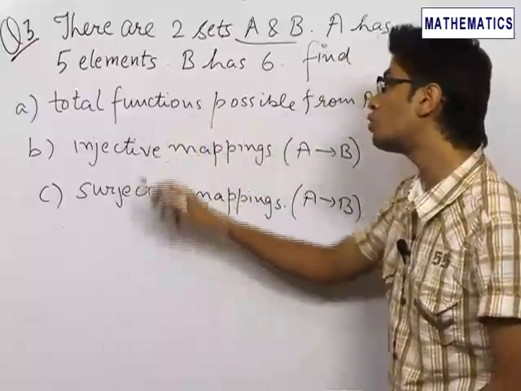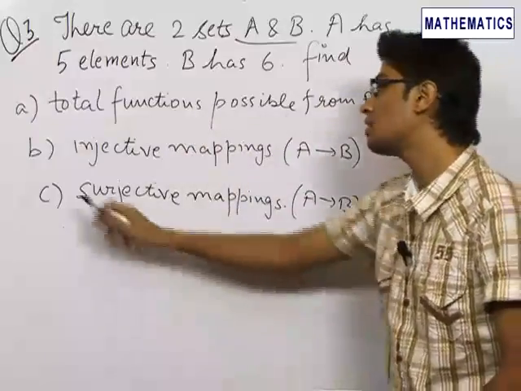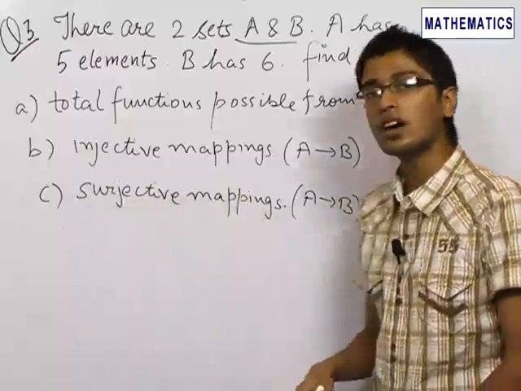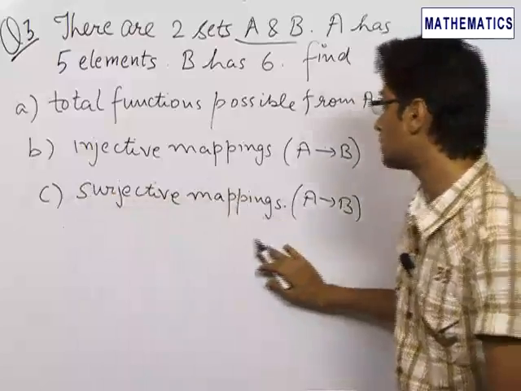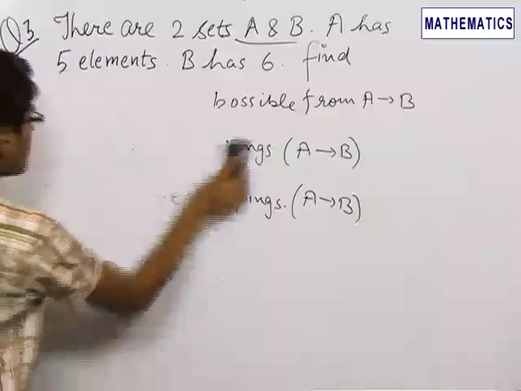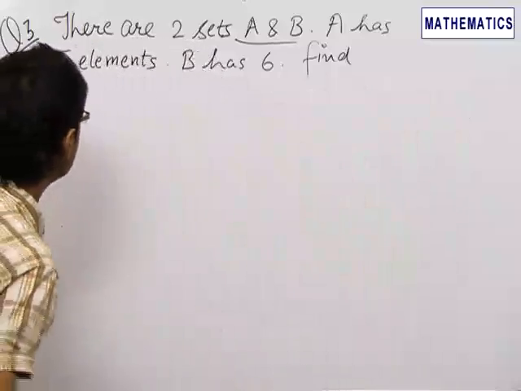In the second part, we need to find the injective mappings or the one functions possible from A to B. And in the third part, we need to find the number of surjective mappings, that is the onto functions from A to B. This is an easy problem, but it involves a few concepts.